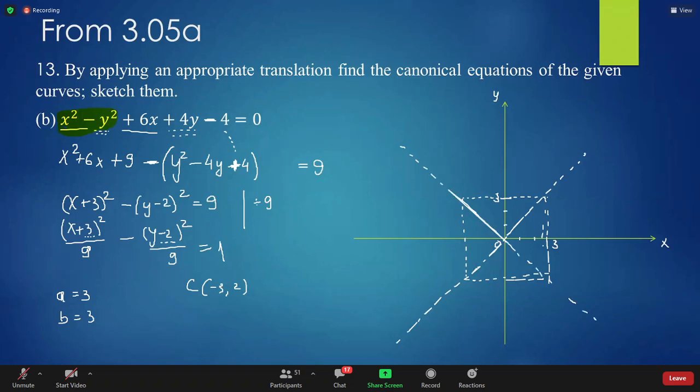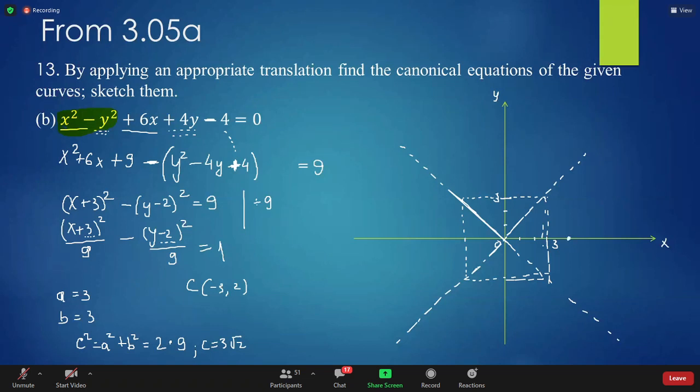Now, what about the foci? The c value, the small c value. Remember, c squared is a squared plus b squared for the hyperbola. That would be 2 times 9. So c itself is 3 square roots of 2. 3 square roots of 2 is 3 times, it's 4.2 or something like that. So approximately here, the focus number 1, focus number 2.